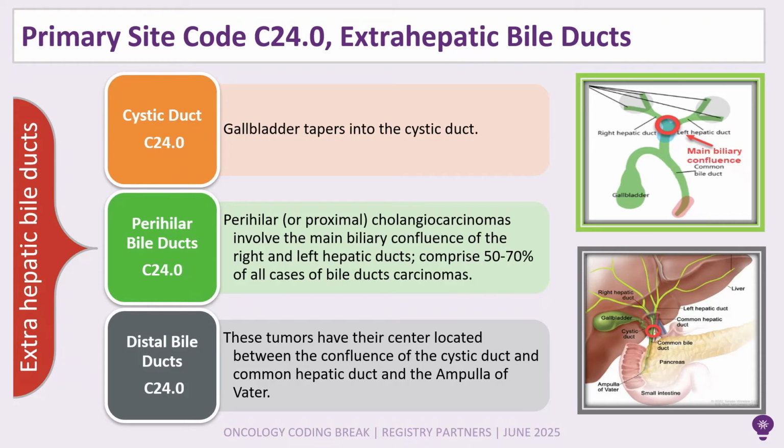So that is C24.0. And then perihilar or proximal cholangiocarcinomas that involve the main biliary confluence of the right and left hepatic ducts are coded to perihilar bile ducts. This is also, again, C24.0. And these tumors do comprise about 50 to 70% of all cases of bile duct carcinomas. And then the distal bile duct. So these tumors have their center located between the confluence of the cystic duct and the common hepatic duct and the ampulla of Vater.